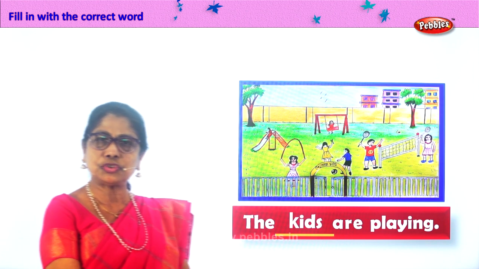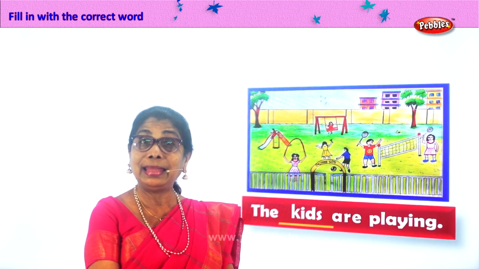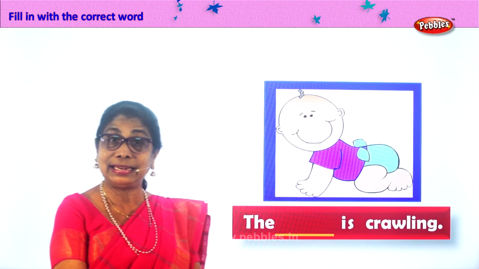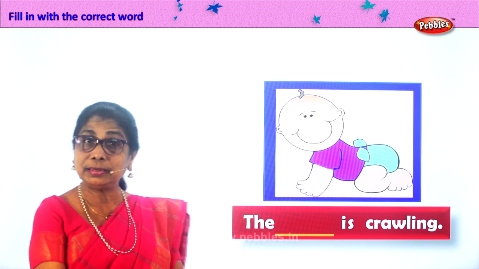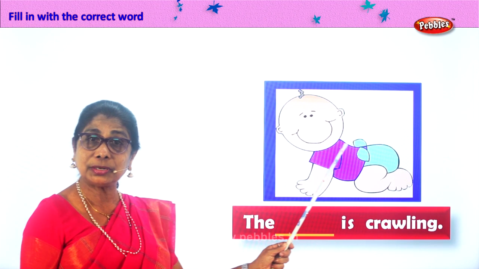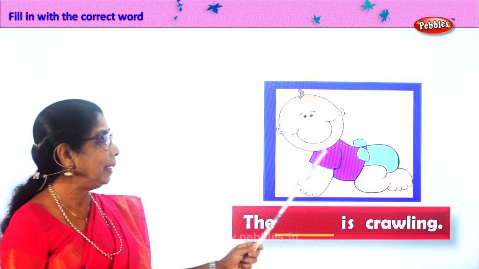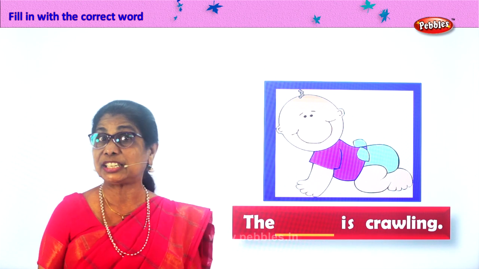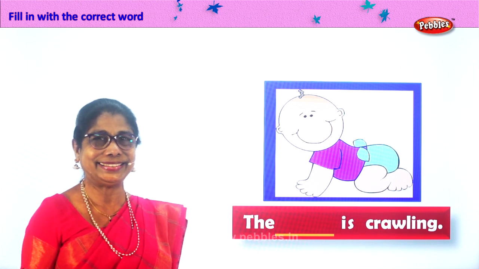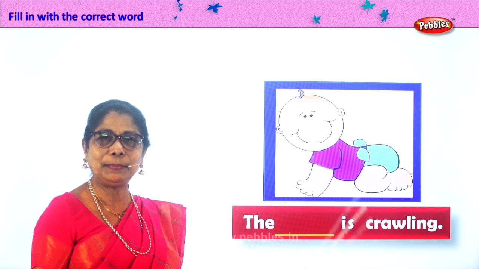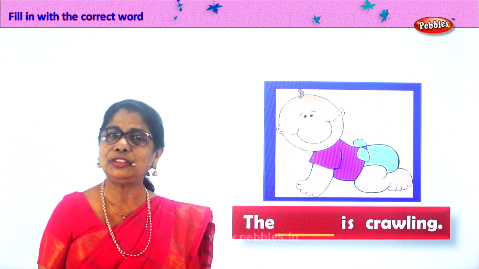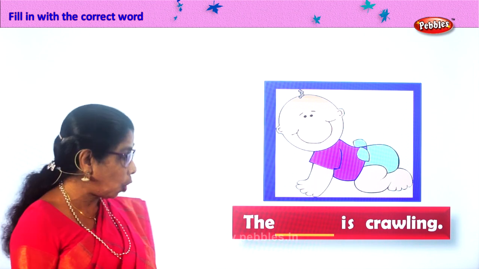Let's look at another picture and look at the incomplete sentence to pick the correct word. What do you see in the picture? A little baby. A little baby crawling. It's got a big smile on its face. Yes? Why is the baby crawling? Because the baby is not yet ready to walk.